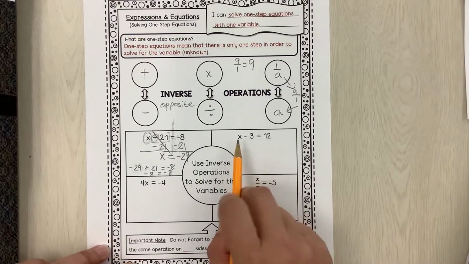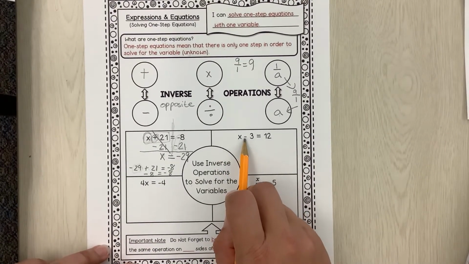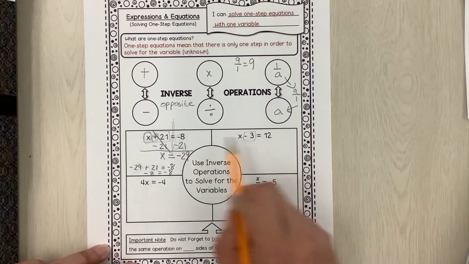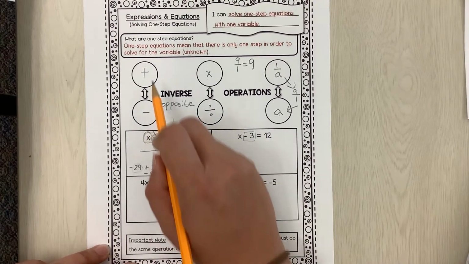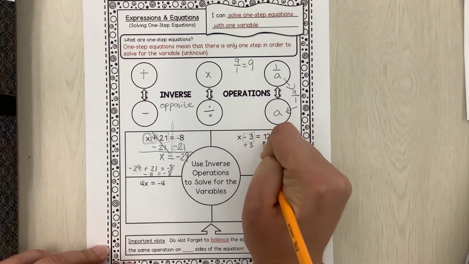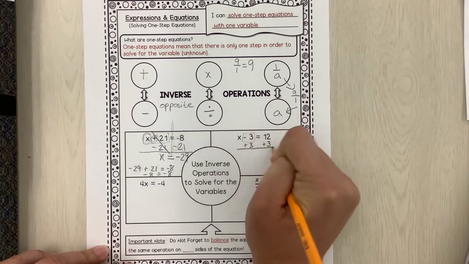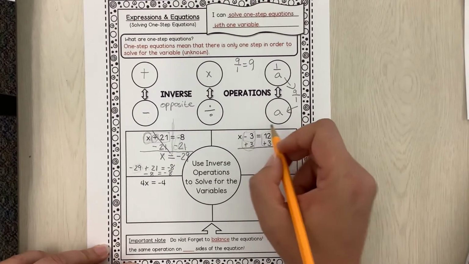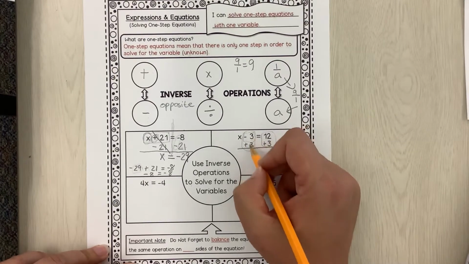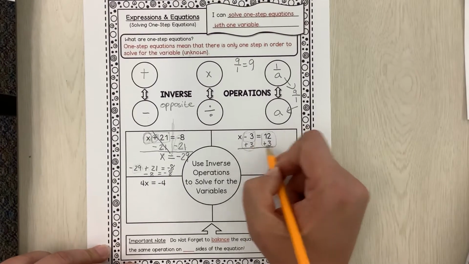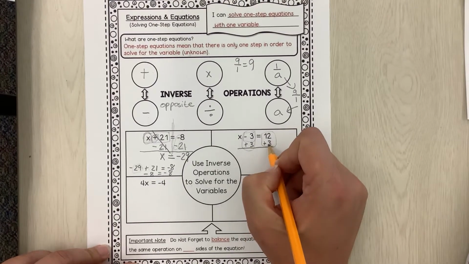Let's try this one. So what's the inverse of subtraction? We want x by itself. Well, the inverse operation of subtraction is addition. So I'm going to add 3 to both sides. That's so important. Don't forget to add to both sides. Sometimes people forget that if they're going to take it from here, they've got to put it over here. So make sure you're doing the same thing. Whatever you do to one side, you must do the other.